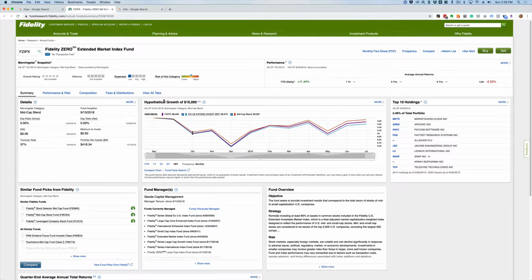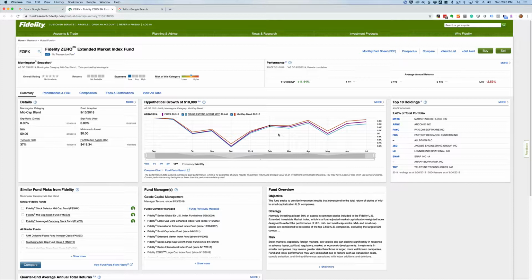You can see the growth of $10,000. And again, it's a hypothetical, and there's not a lot of track record here because it was started last year. For older funds, obviously, you'll see a longer performance history. And that's, again, pretty much all you need to know. I wish I could pretend this was more complicated, but it's not.